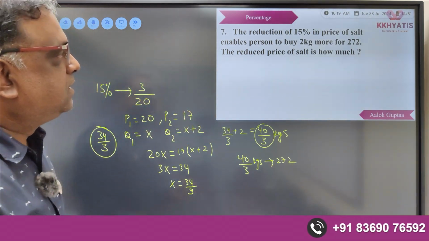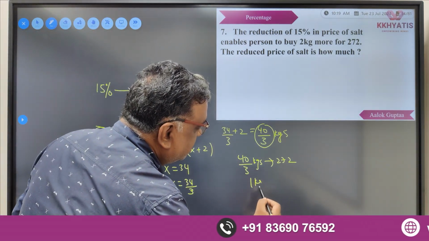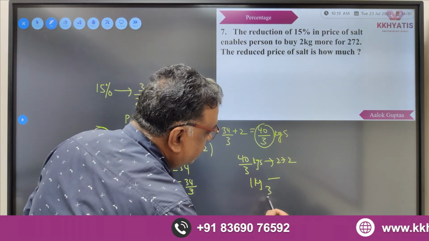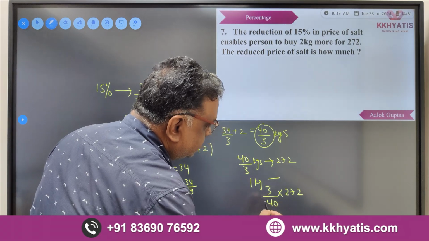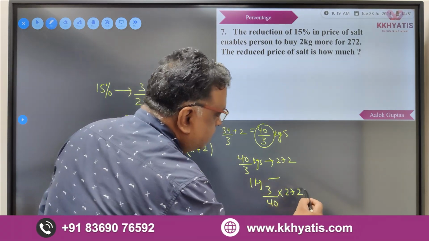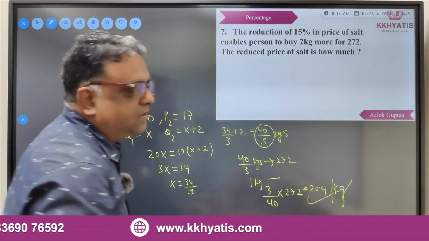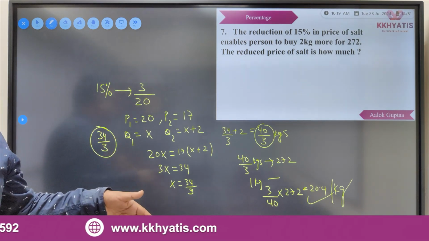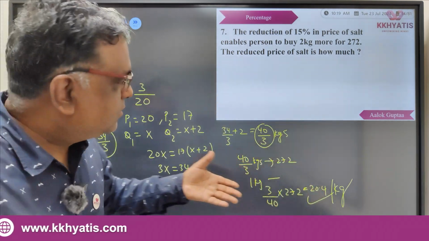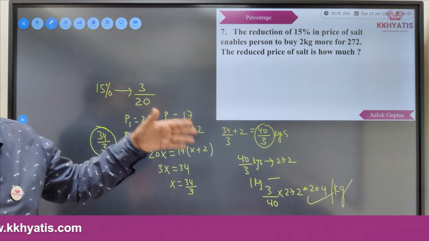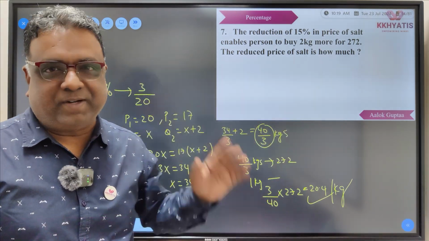And I've been asked the reduced price, which means the price of 1 kg has been asked. So what will be the price of 1 kg? So 3 by 40 into 272, 20.4. So 20.4 per kg is the answer. So you understood how to tackle this kind of problems, because here we got a clue that expense is the same in both places. So because of that, I am able to find the old quantity, new quantity, and the new quantity's total price is known, and I've been asked for 1 kg, so I can tell. Okay.